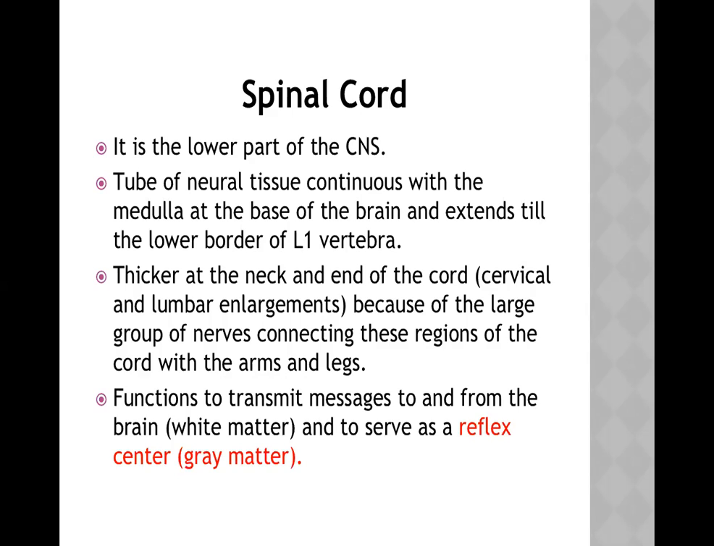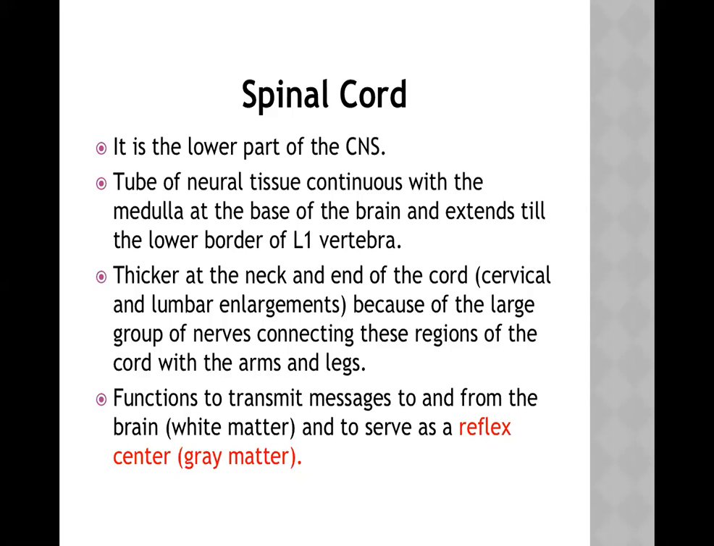In children, it may be even lower than that. Sometimes it may reach to L3 vertebra also. Now, what is the important point regarding this lower extent or lower level of spinal cord?